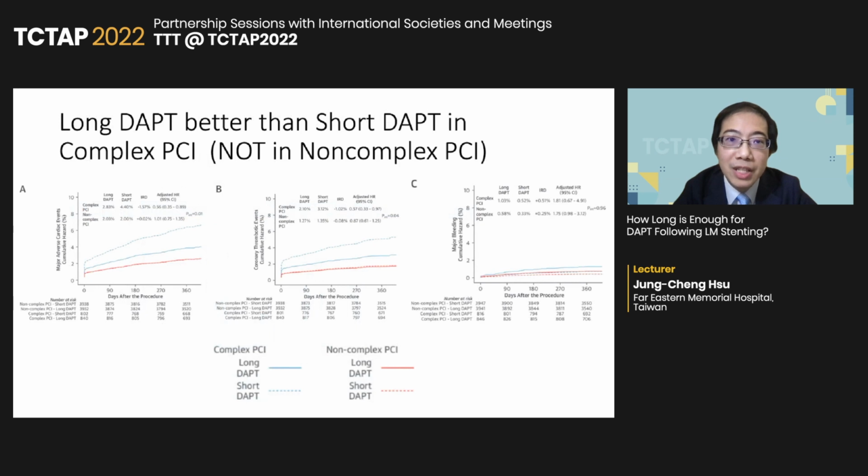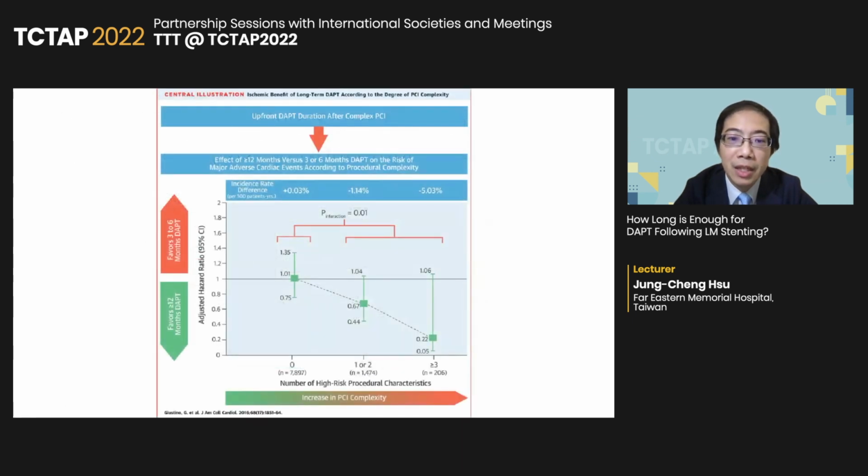In this trial, long DAPT is better than short DAPT in complex PCI, but not in non-complex PCI. You can see in panel A, the complex PCI with long DAPT is the blue line, and the complex PCI with short DAPT is the blue dotted line. So there is a significant difference in the outcome. As the number of high-risk procedural characteristics increased, that means as the PCI complexity increased, it more favors using over 12 months of DAPT versus 3 to 6 months of DAPT use.